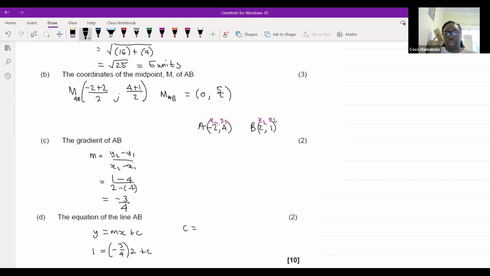C would equal 1 plus 6 over 4, which is equal to 10 over 4. All right, so your final answer, y would equal negative 3 over 4x plus 10 over 4. All right, I'm sorry, guys, that was a lot.